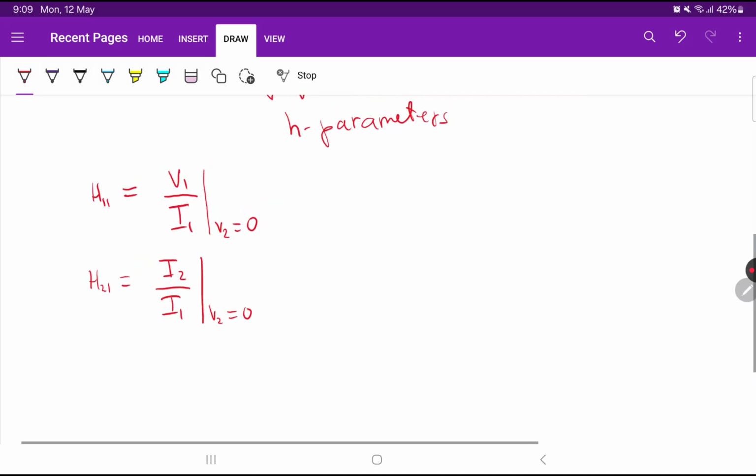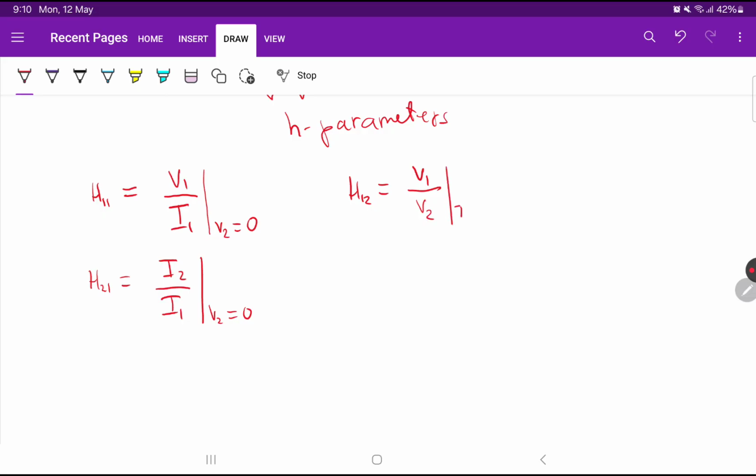That's H21. For H12, this time we'll be equating the input current instead of voltage, because this is hybrid, we'll be making the current be equal to 0. I1, it's the opposite. So H12 is, again, unitless. In H21, I divided current. In H12, I'll be dividing the voltage this time. So V1 divided by V2. And I will make the current I1, the input current, be equal to 0, or it's an open circuit input.